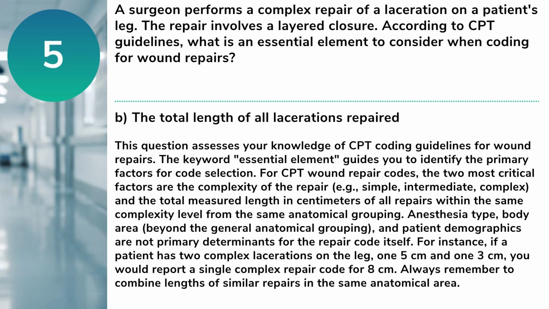For CPT wound repair codes, the two most critical factors are the complexity of the repair, e.g., simple, intermediate, complex, and the total measured length in centimeters of all repairs within the same complexity level from the same anatomical grouping. Anesthesia type, body area beyond the general anatomical grouping, and patient demographics are not primary determinants for the repair code itself.